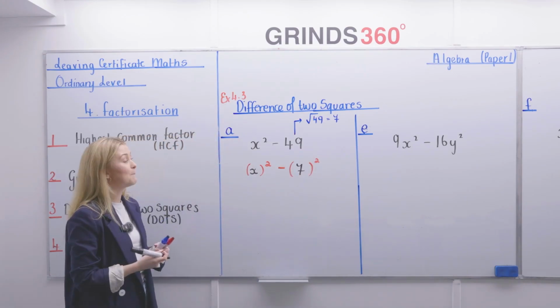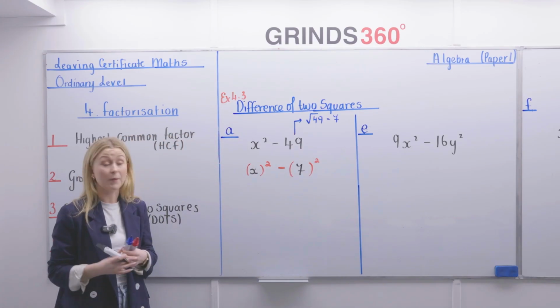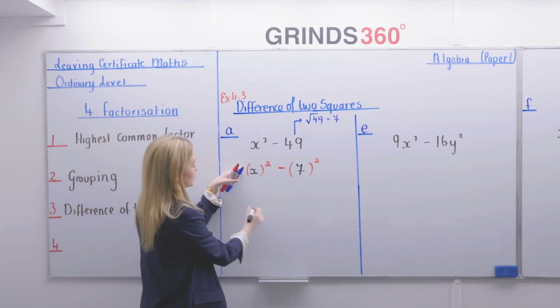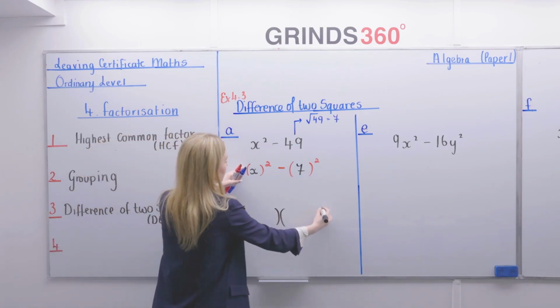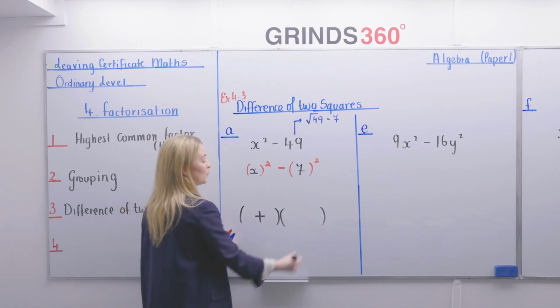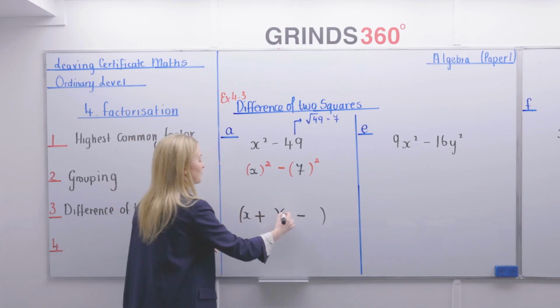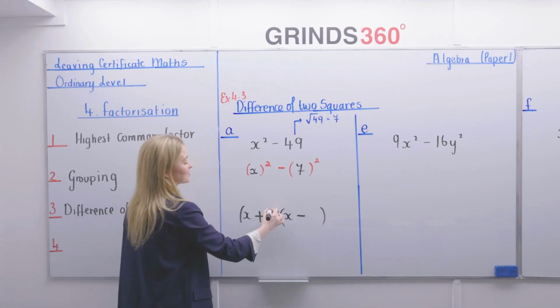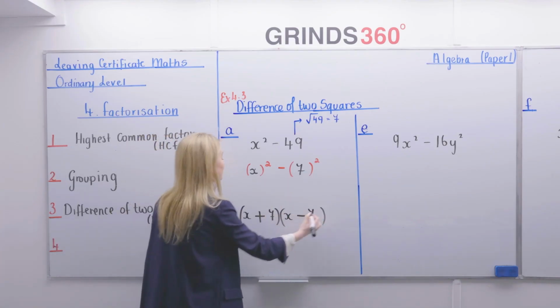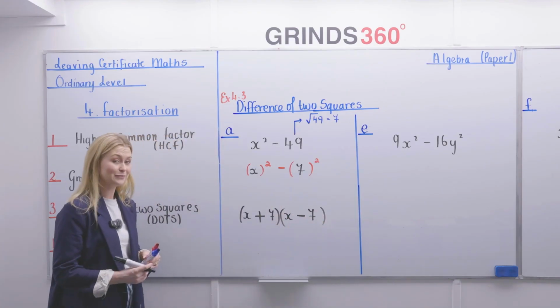Now that fits into that model perfectly, but it's not my answer. What I now need to do is open two brackets, place a plus in one, minus in the other. This is going to be my first term in both, x, and this here is going to be my second term, 7. And that there is my answer.